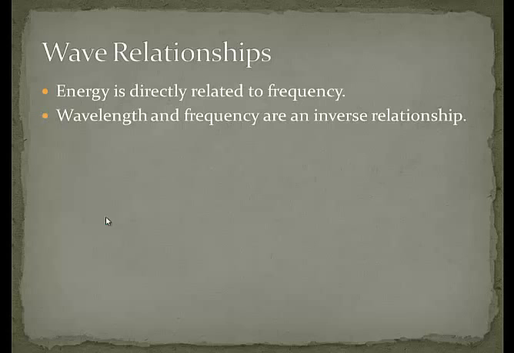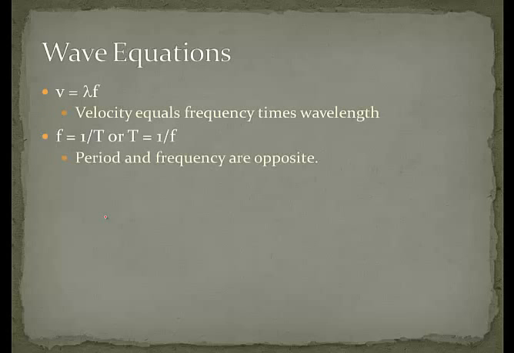often. The main equations that come out of waves: velocity equals frequency times wavelength, and frequency equals 1 over period, or period equals 1 over frequency. We'll use these two equations when solving problems for waves. The main one here is going to be this top one, but we also will use the bottom one for switching between period and frequency.